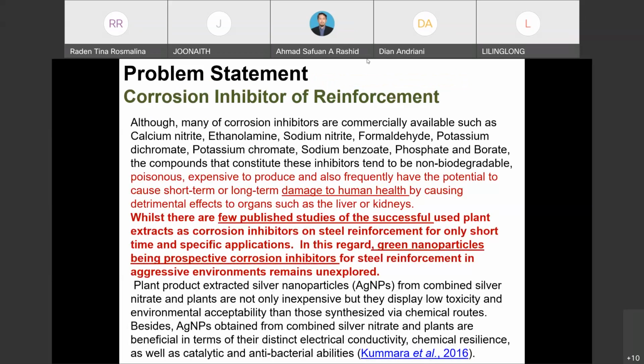This is the introduction part. Although many, there is potential damage to the gas by causing. While there are few published studies, I just highlight this one: the successful use of plant extract against corrosion, regarding green nanoparticles as a corrosion inhibitor invented for steel, remains unexplored. So that is the way they create the research problem.